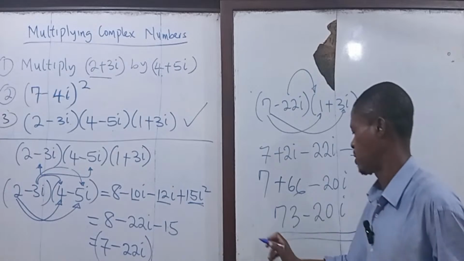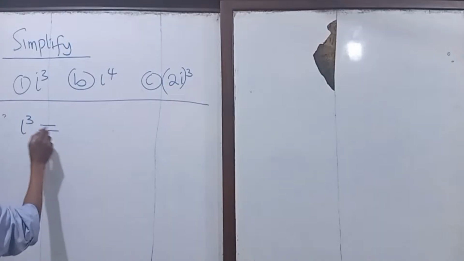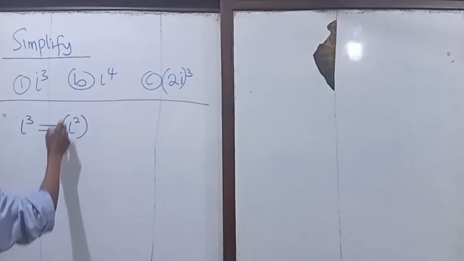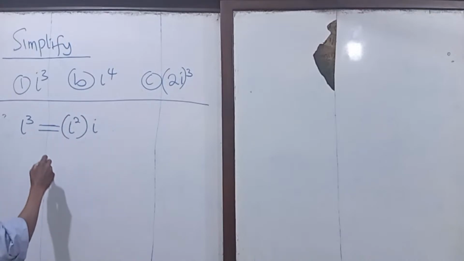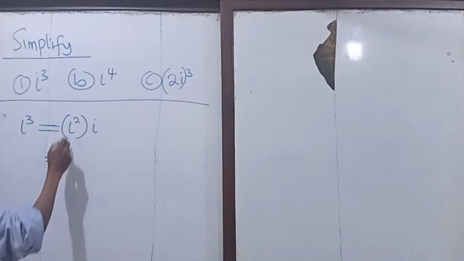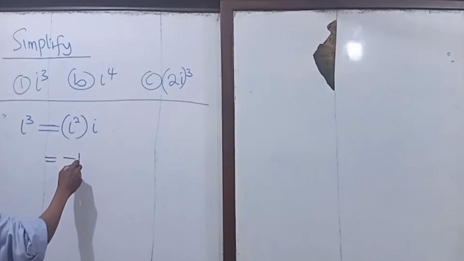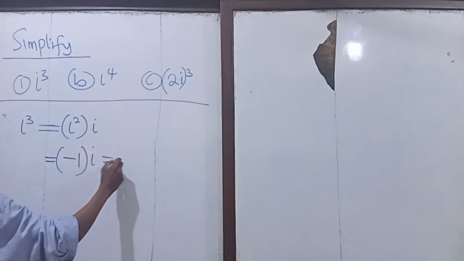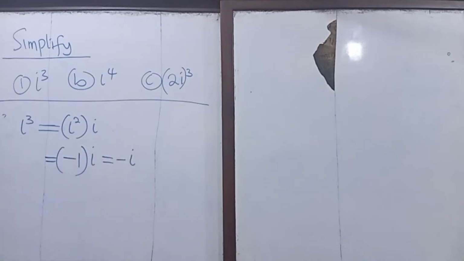For that place, for this section. i cubed will be equal to i squared times what? Another i. And don't forget, i squared is what? It is minus 1 times what? Times i. And that's giving us what? Minus what? Minus i. Okay.